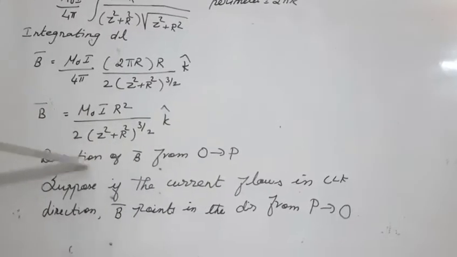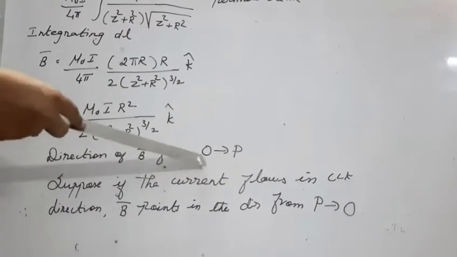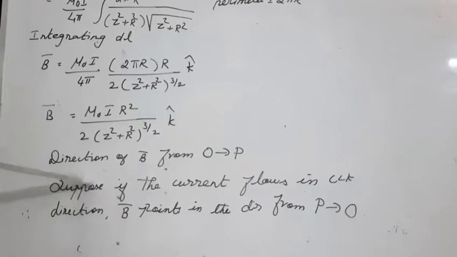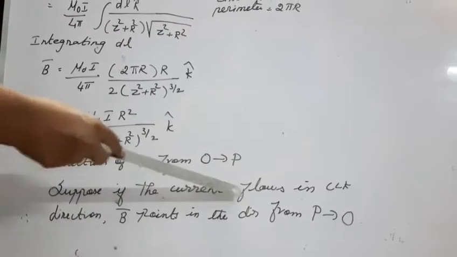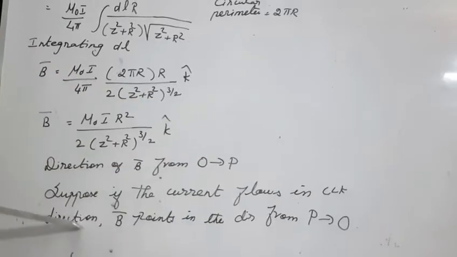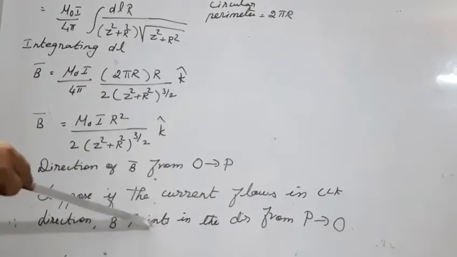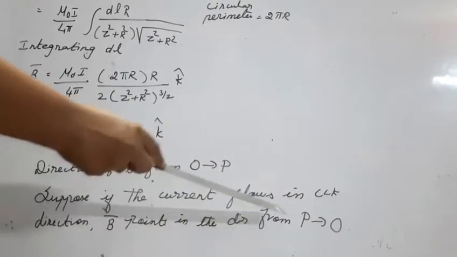And the direction of the B vector, from O to P, we have to write here. Suppose the current flows in the clockwise direction, then the magnetic field points in the direction from the point P to O.